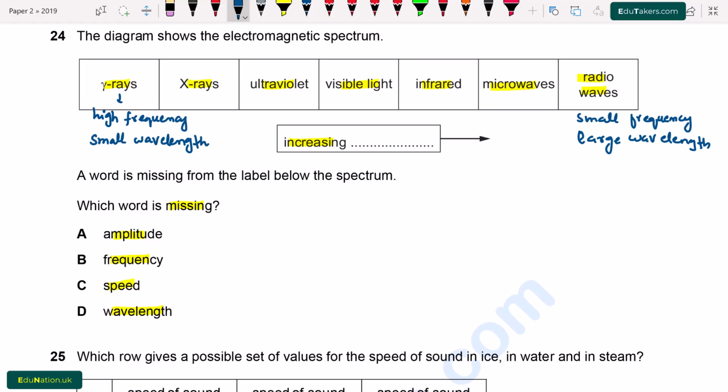So as we move from left to right, the wavelength increases. So option D is correct.